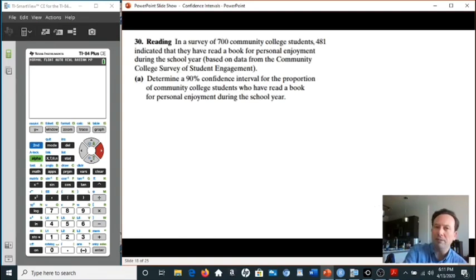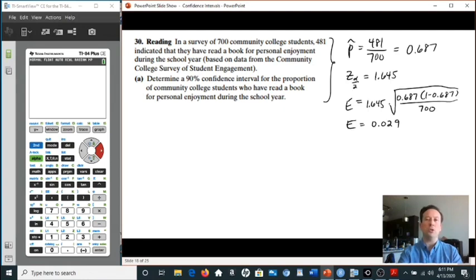All right, number 30. We have a survey of 700 community college students. 481 indicated that they have read a book for personal enjoyment during the school year. So A, we're going to construct a 90% confidence interval for the true proportion of all community college students who have read a book for personal enjoyment during the school year.